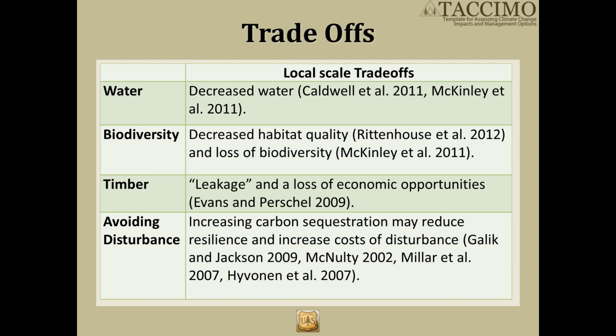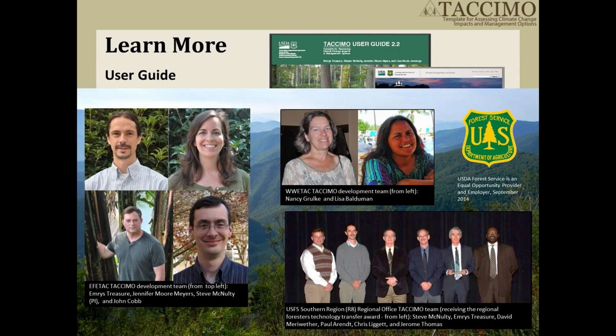Increasing carbon sequestration, longer rotations, for example, or higher density, faster growing trees and monoculture crops could reduce the resilience of the stand and of the forest, while at the same time increasing the cost of disturbance. So a trade-off that's important to consider in the context of maximizing carbon.